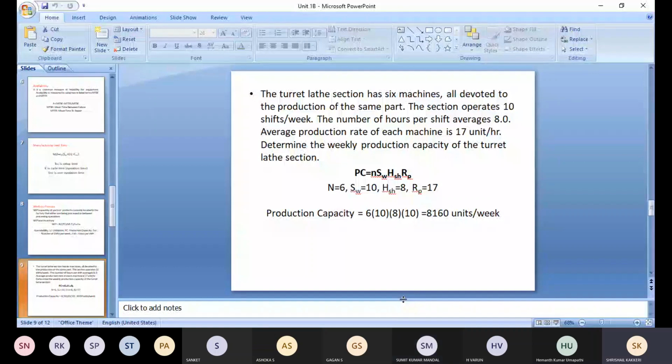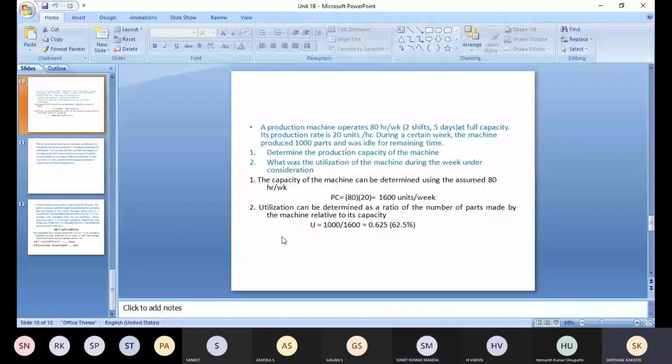And one problem I did. You can see the first problem and the second problem I put. A production machine operates 80 hours per week. You can see this. Yes, sir. And this one problem I did. I think it is not required to explain. It is very simple and self-explanatory.